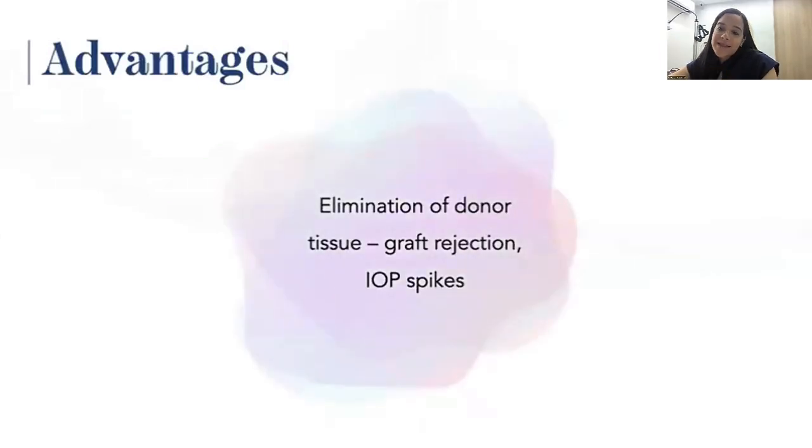The great advantage of DSO is the elimination of donor tissue implanted in the eye. This alone will prevent postoperative complications involved in DMEK, such as graft rejection, potential IOP spikes, and the use of prednisone for their whole life or most of the time.